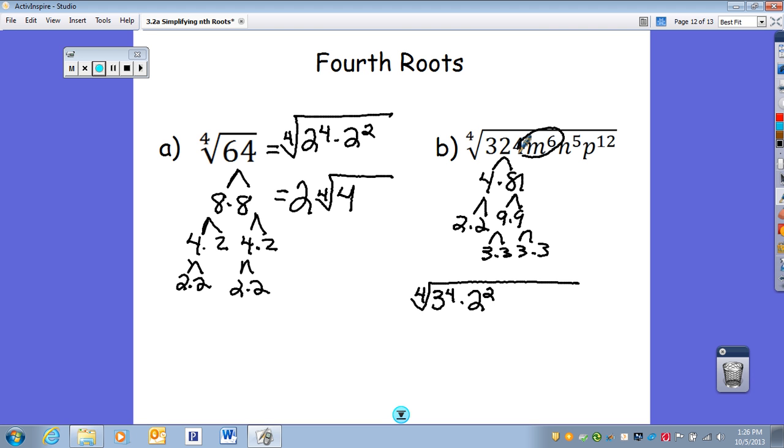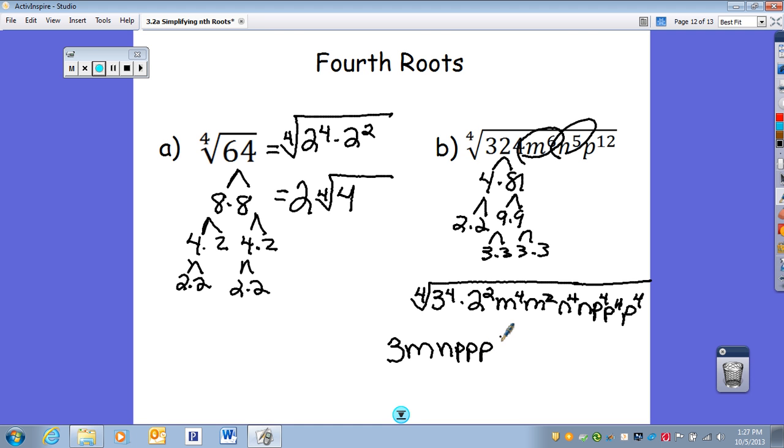My m to the 6th, I want groups of 4, so I'm going to break that down into m to the 4th and m to the 2nd. My n's, I have n to the 5th, so I'm going to break that down into n to the 4th and n to the 1st. And then my p's, I have p to the 12th, so I can break that down into 3 groups of 4. So now to simplify, the 3 can come out, they're opposite operations, the m can come out, the n can come out, and all 3 p's can come out.